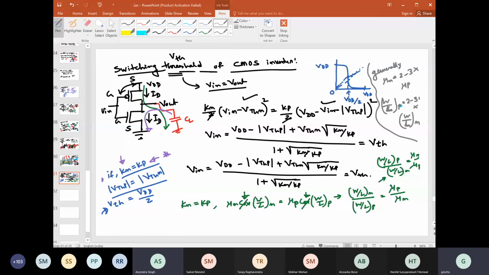Right, I understand your point, but see this point. You have to see from here as well. When this capacitor is charging, that means this is off. So this is in saturation. And when it is discharging, this will be in saturation.